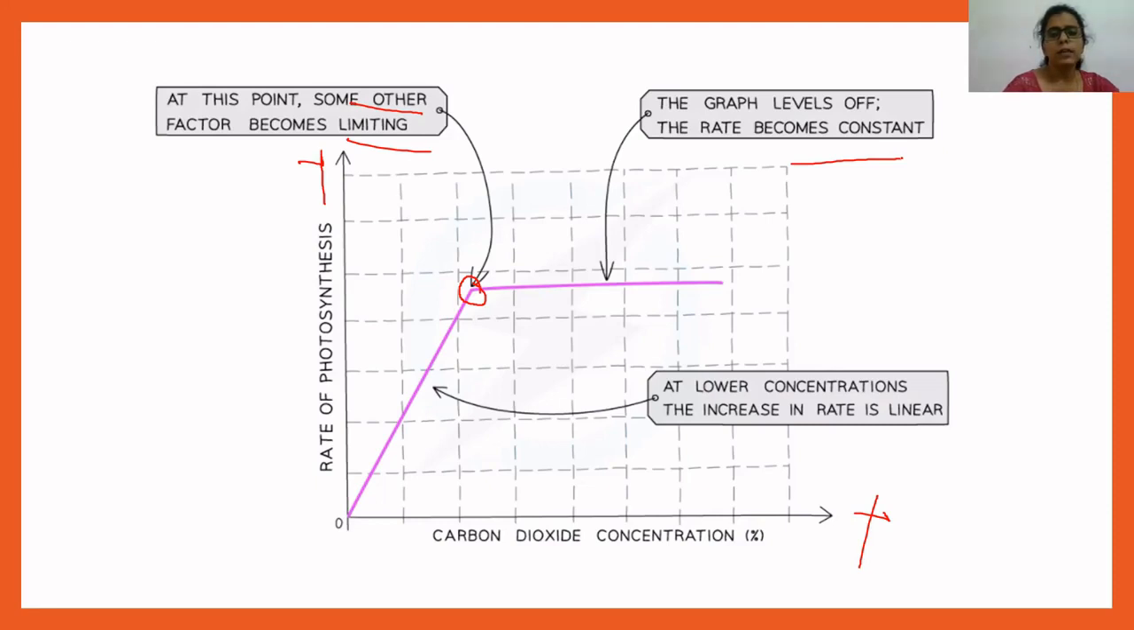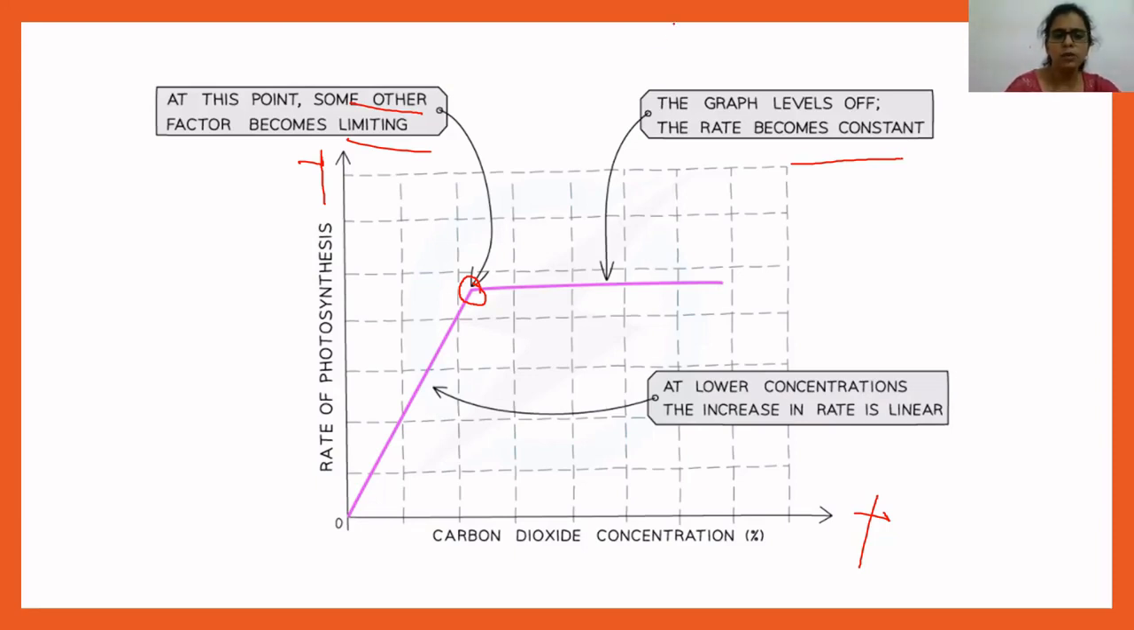Now remember, you have to perform this experiment with different concentrations of sodium bicarbonate or sodium hydrogen carbonate solution. At different concentrations, you have to take the average readings, and then you can plot a graph between rate of photosynthesis and carbon dioxide concentration. Fine. Now I'll show you a short video on this topic.